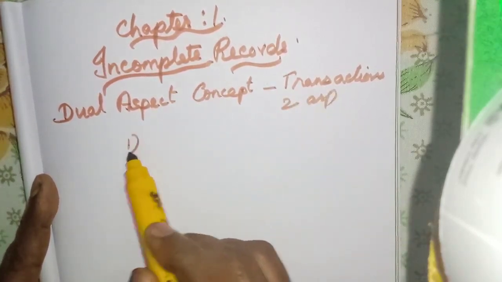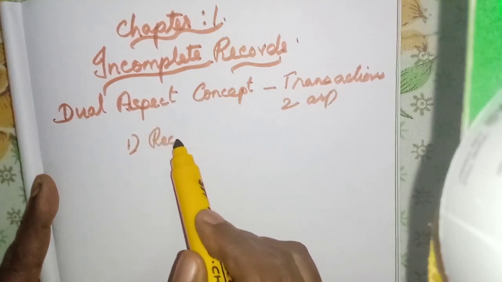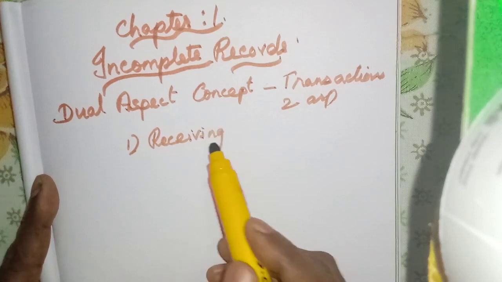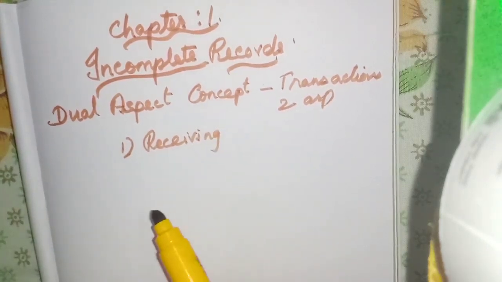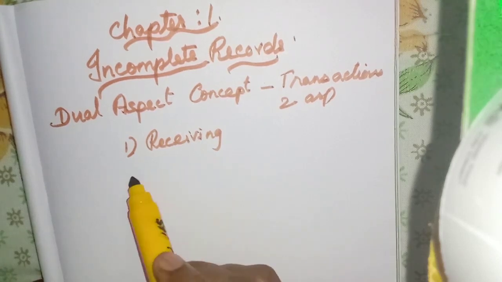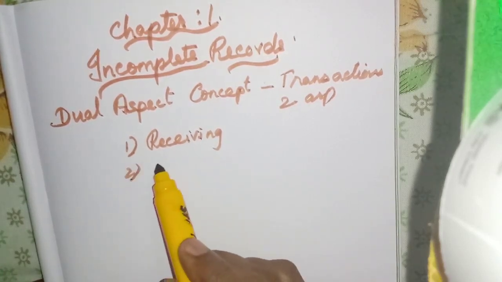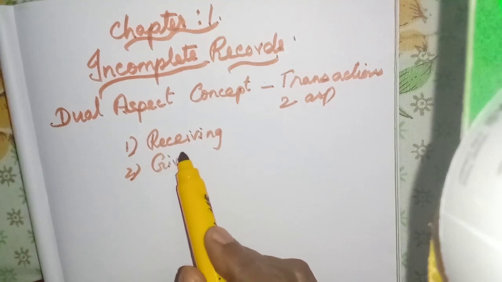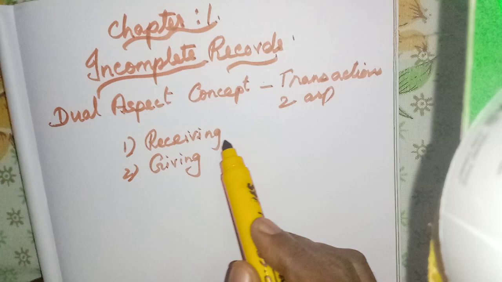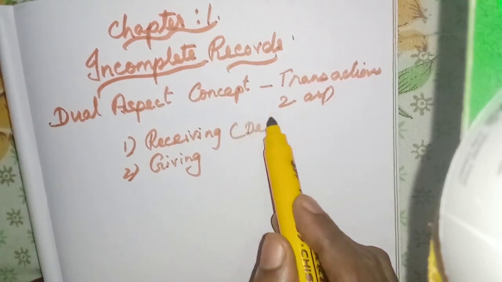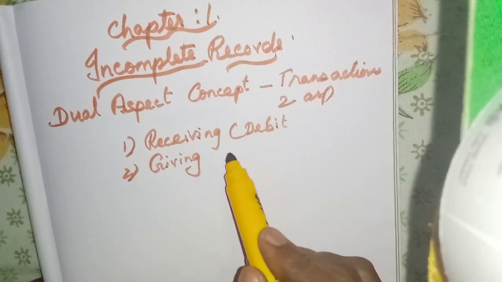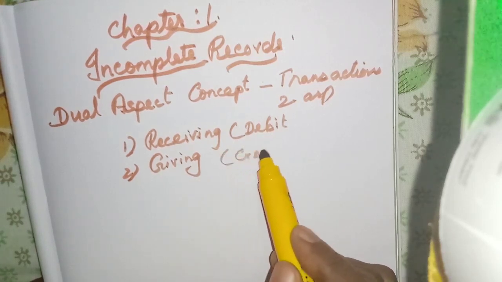One is the receiving aspect. If we receive something, we have to pay some amount, isn't it? So, receiving aspect and giving aspect. The second is giving. If we receive something, we should give something, isn't it? The receiving aspect we can call the debit aspect, and the giving aspect we can call the credit aspect.